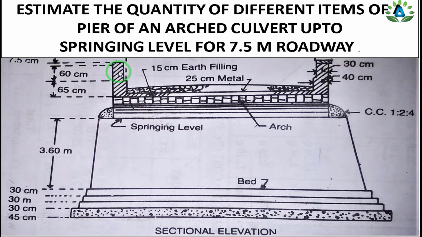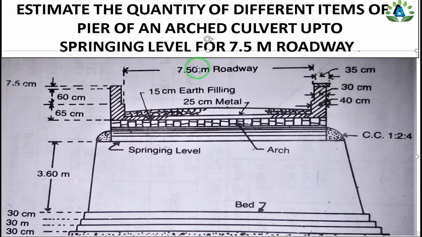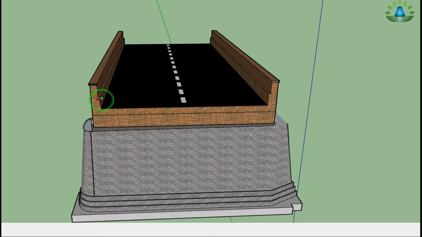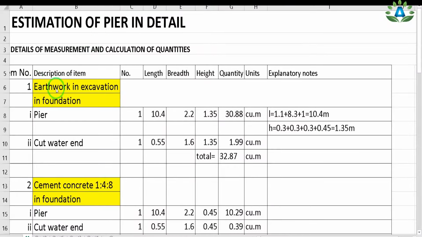And we have this parapet on both sides of this roadway, and we have the roadway of 7.5 meter length. That means this total length is 7.5 meter. So here also we can see that we have this parapet on both sides of this roadway having the length of 7.5 meter from this side up to this side. And here we can see that it is an arch culvert. Now our first step is to calculate this earthwork in excavation in the foundation.